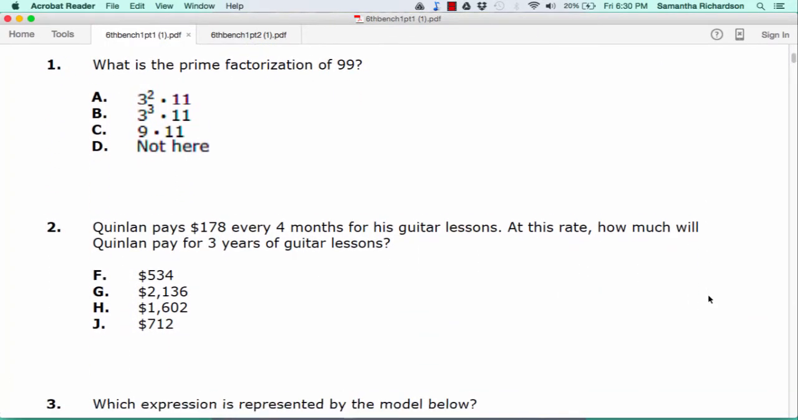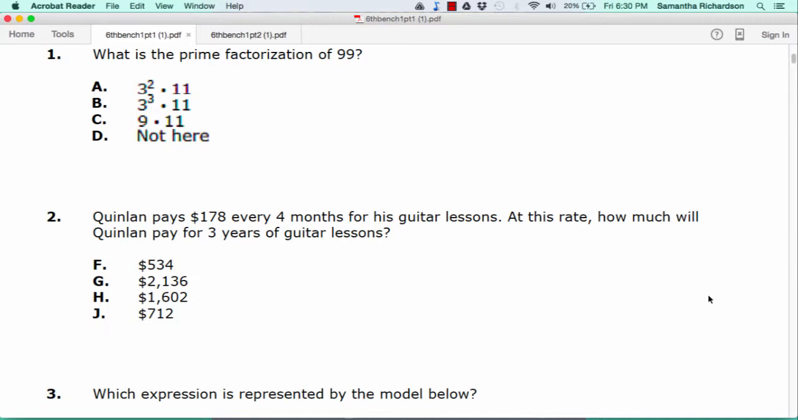Number 2. Quinlan pays $178 every 4 months for his guitar lessons. At this rate, how much will Quinlan pay for 3 years of guitar lessons? F. $534. G. $2,136. H. $1,602. J. $712.